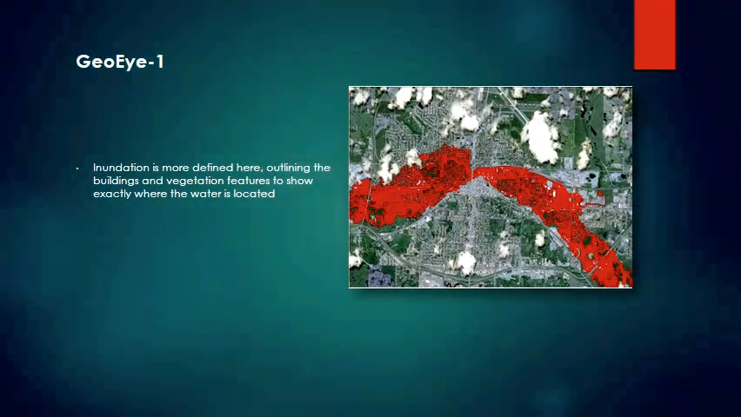Here is the final inundation area shown for the GOI image. You'll notice that the inundation actually outlines those buildings and vegetation that are not covered by water, and I find that it gives a more definitive idea of the level of inundation that occurred and those areas affected.